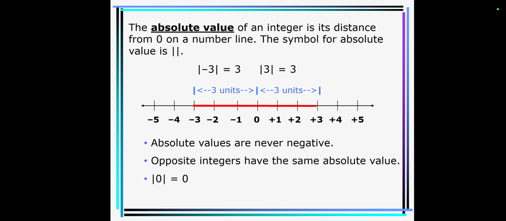Opposite integers have the same absolute value. Okay, so when we say negative 4, what is its opposite? It's positive 4. And it has the same distance from 0. So, it has the same absolute value.